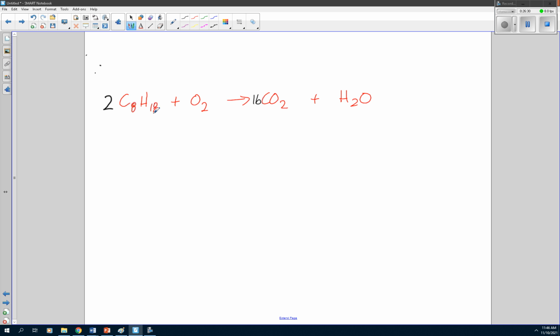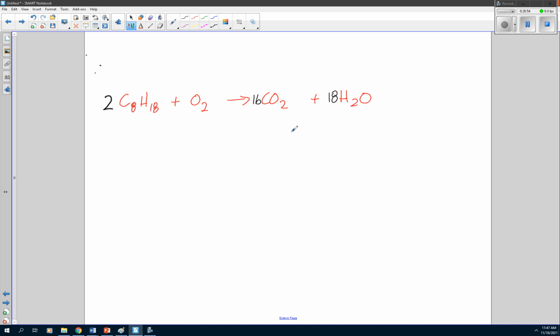So to get 36 hydrogens, hold on a second. I need 18. I don't know why I just had a mental block. I'd really need to have 18 waters to get 36 hydrogens, right? 2 times 18 is 36. 18 times 2 is 36.